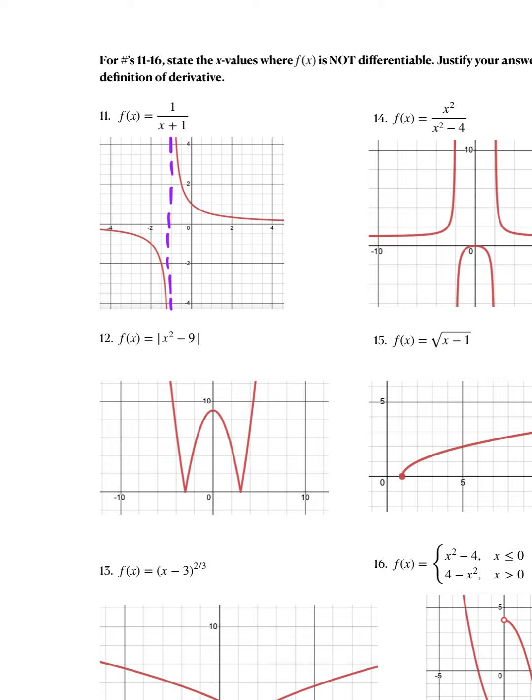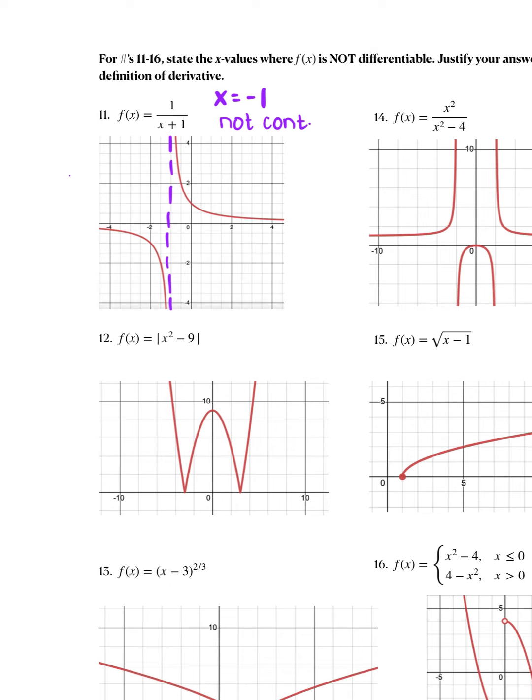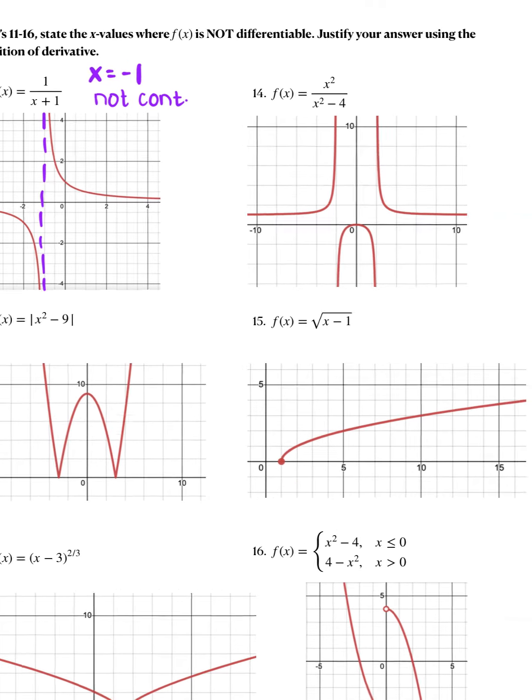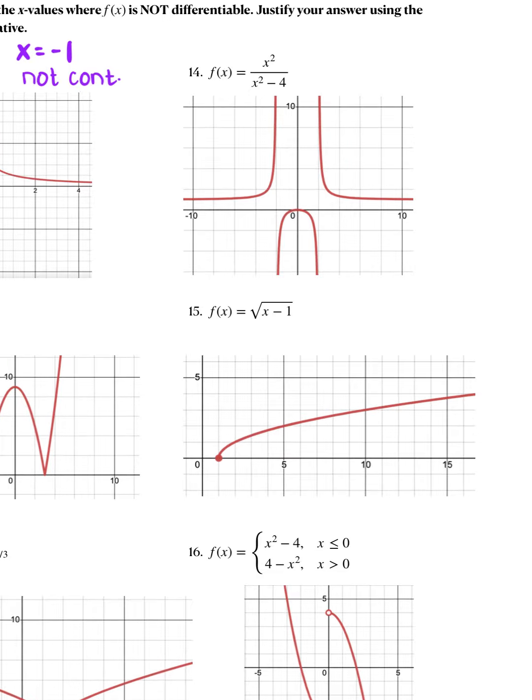As far as values where this thing is not continuous, this is at x equals -1. Ask yourself if you understand why that asymptote is at -1. You should, because the graph is not continuous. That's all we have to say. So if the graph is not continuous, problem solved. Same thing, honestly, on number 14, I've also got asymptotes running here and here.